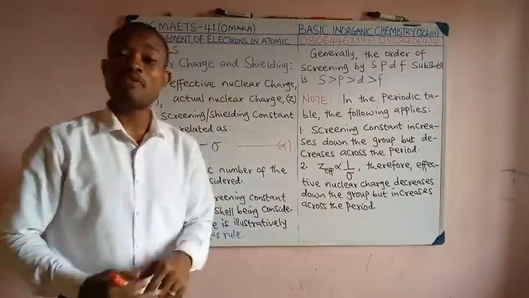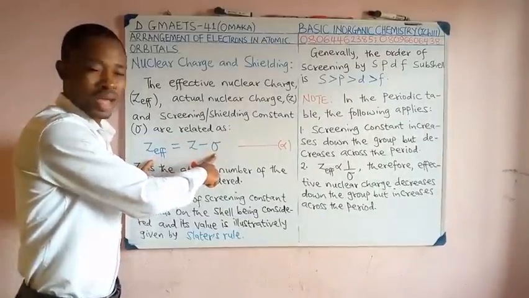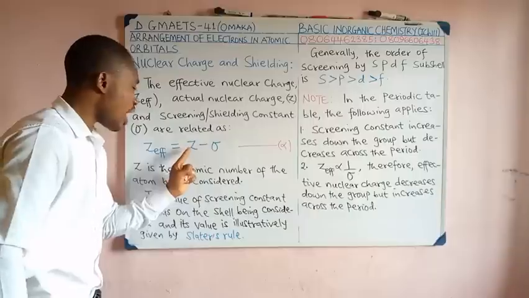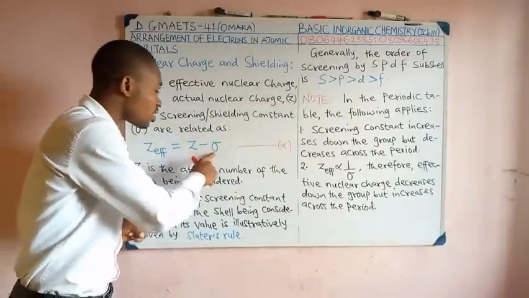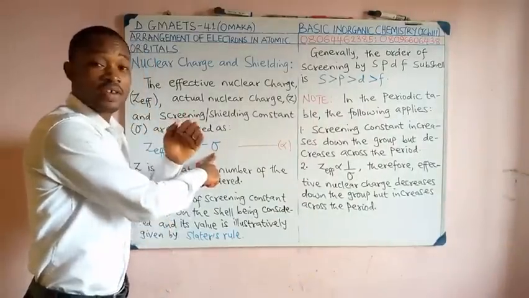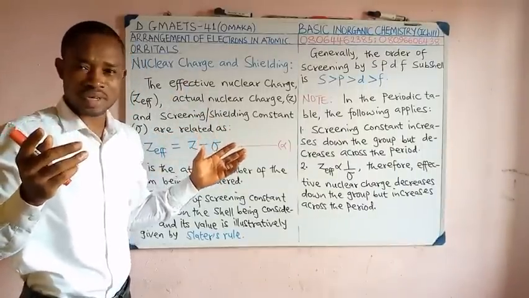Then point number two, the effective nuclear charge is inversely proportional to the screening. And that is true. See, the actual nuclear charge is constant for a given atom. But the screening value differs for that particular atom, depending on the subshell you are considering. Are you getting me right?